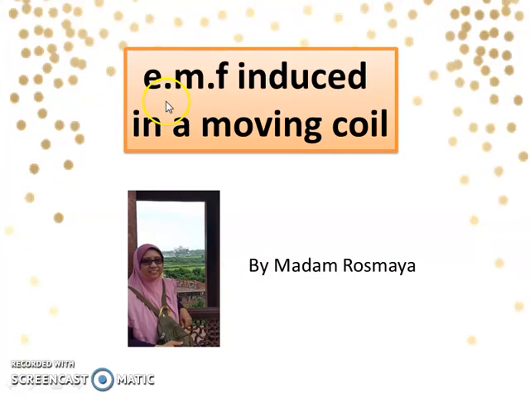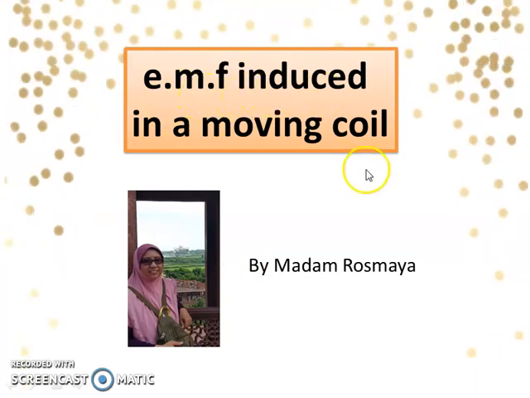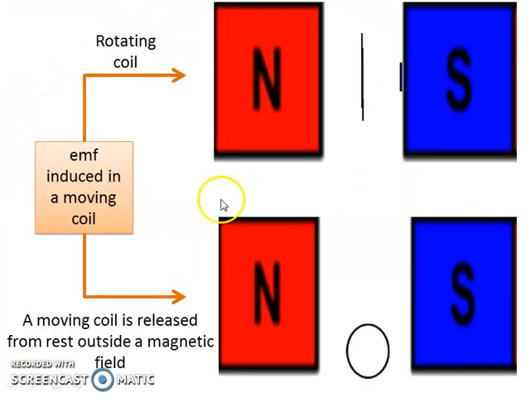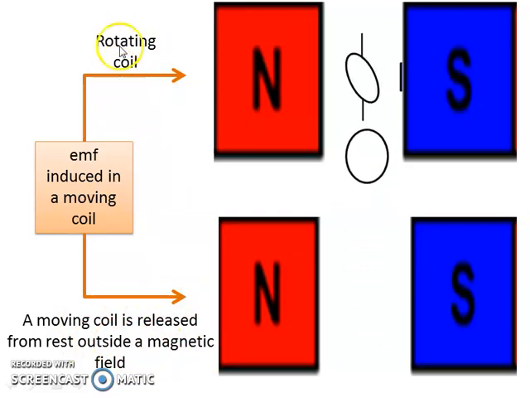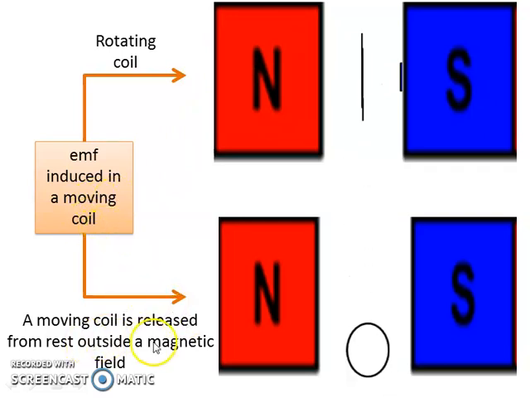In this video, we are going to discuss EMF induced in a moving coil. There are two types of moving coil. The first one is a rotating coil and the second one is a moving coil that is released from rest outside a magnetic field. The EMF induced in a rotating coil we are going to discuss in another video. So in this video, we are going to concentrate on EMF induced in a moving coil that is released from rest outside a magnetic field.